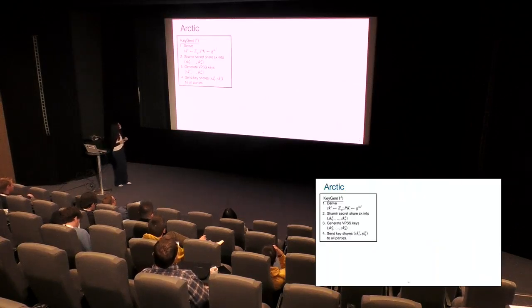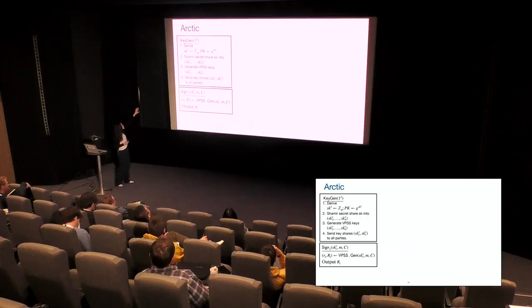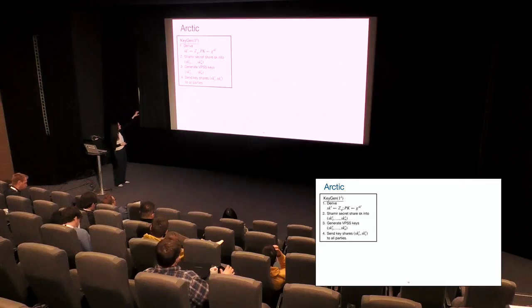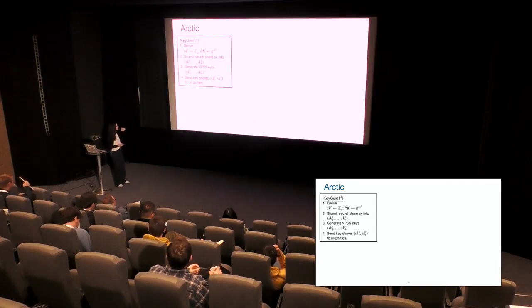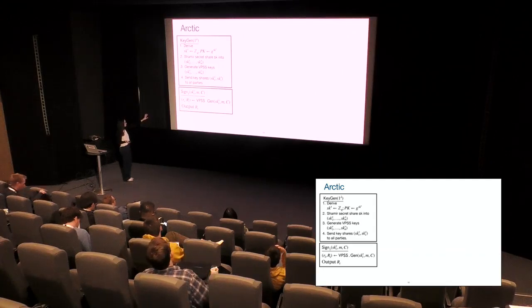I'll show you the scheme really briefly. For key generation, we generate all of the Shamir secret shares, and then we generate what we call verifiable pseudorandom secret sharing keys, which I'll discuss next. So there are two secret keys that are derived. And to sign, we use this verifiable pseudorandom secret sharing construction with those respective keys to generate the nonce and the commitment.